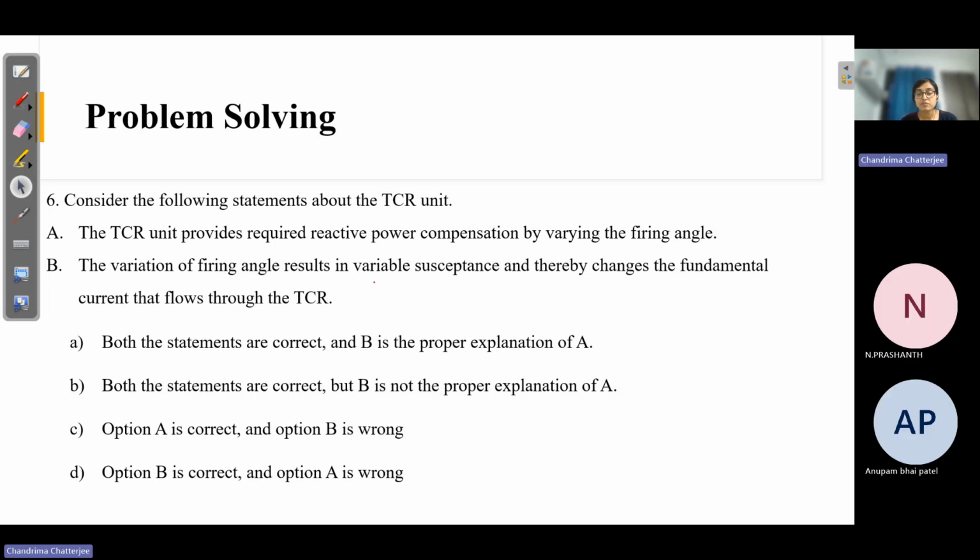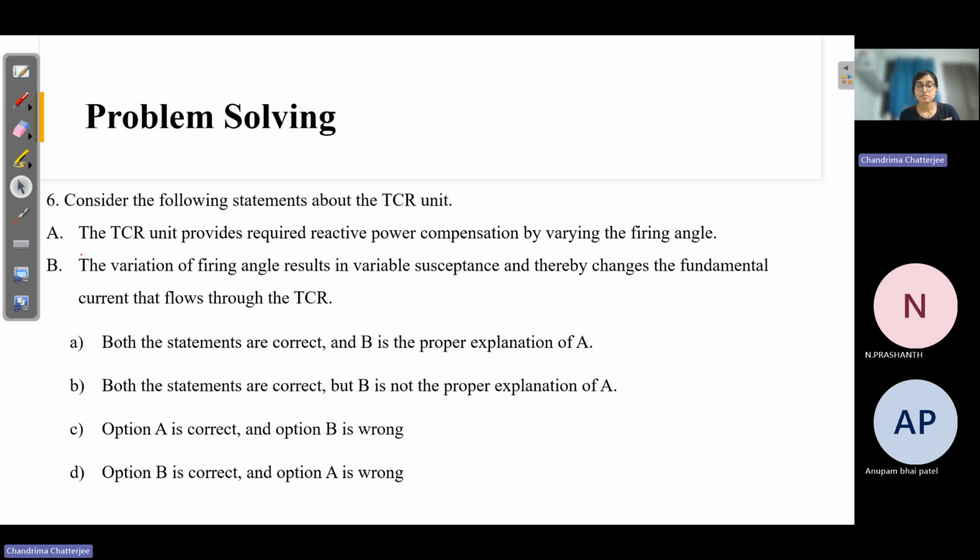We shall start the sixth question. Consider the following statements about the TCR unit. The first statement: the TCR unit provides required reactive power compensation by varying the firing angle. The second statement: the variation of firing angle results in variable susceptance and thereby changes the fundamental current that flows through the TCR.